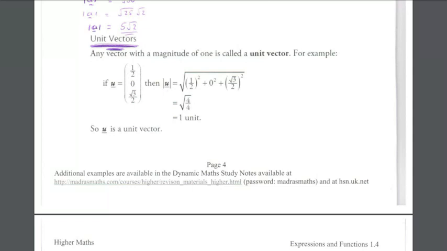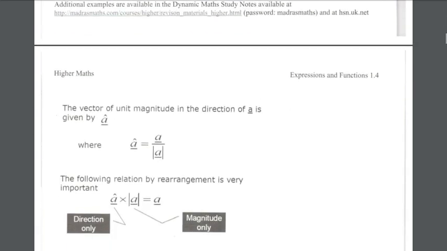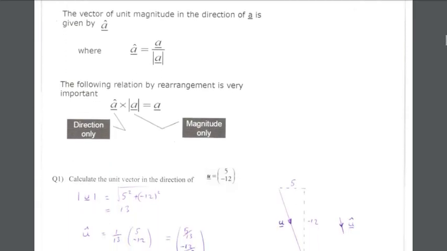So any vector with a magnitude of 1 is called a unit vector. That is what a unit vector is, just a vector with a magnitude of 1. So for example, here we'll have u. Calculate the magnitude, it has a magnitude of 1 unit, therefore u is a unit vector. Let's have a look at how we calculate a unit vector.